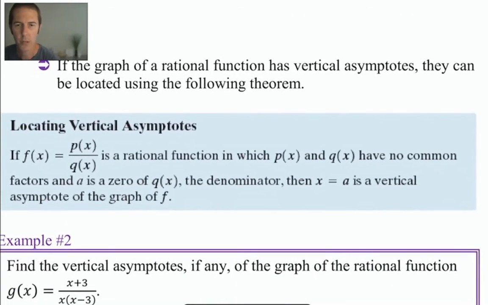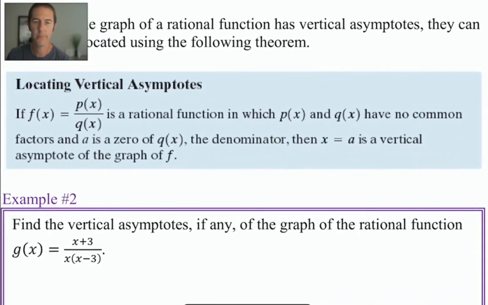How are we supposed to locate vertical asymptotes just by looking at an equation? Let's read what's in this blue box. This is sometimes fun. If our function f of x is equal to a polynomial over a polynomial, p over q, therefore it's a rational function, and if p and q don't have any common factors, in other words, we can't reduce at all, look down at example 2. You'll see nothing can be canceled out there. That's what they're talking about.